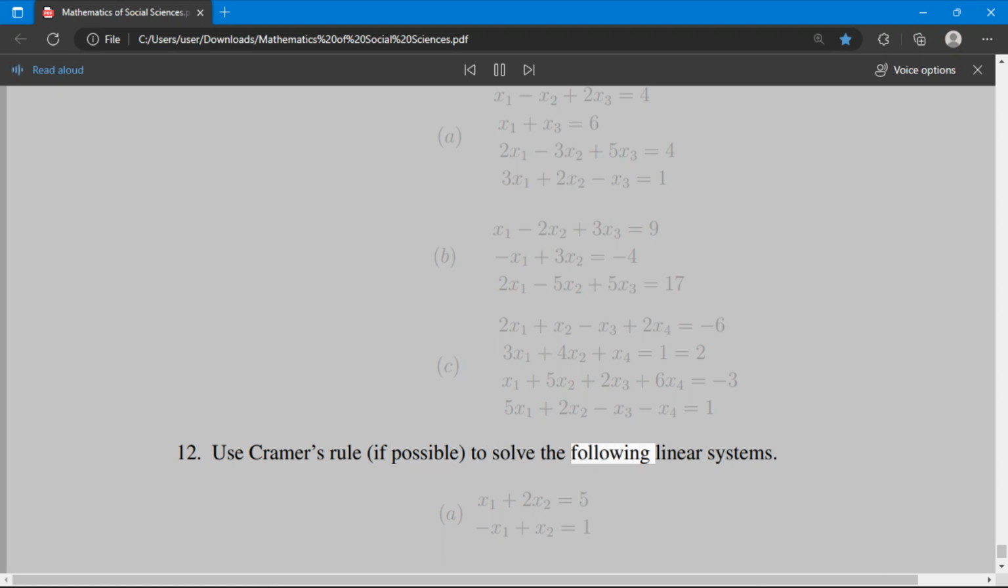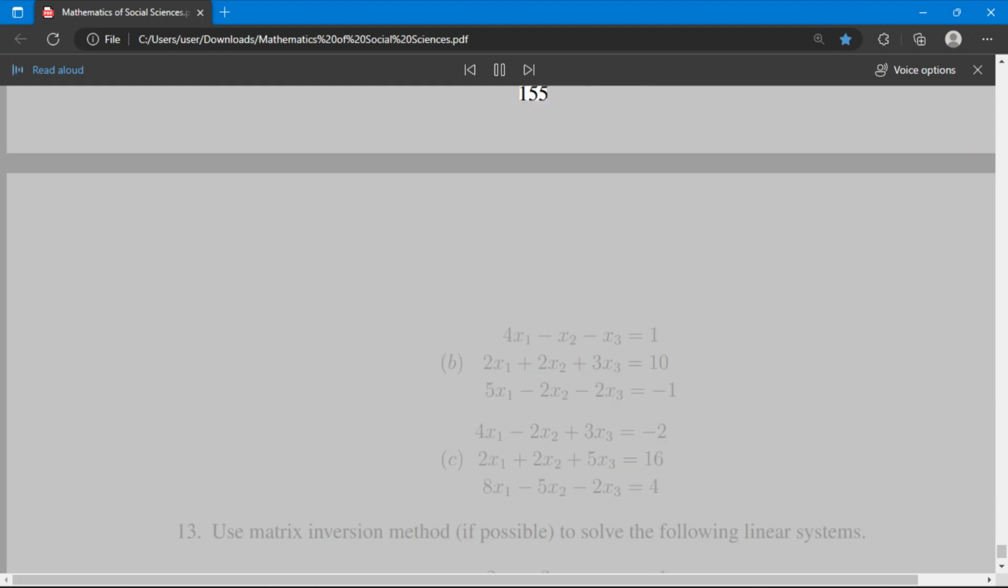12. Use Cramer's rule, if possible, to solve the following linear systems. A. x1 + 2x2 = 5, x1 + x2 = 1. B. 4x1 - x2 - x3 = 1, 2x1 + 2x2 + 3x3 = 10, 5x1 - 2x2 - 2x3 = 1.